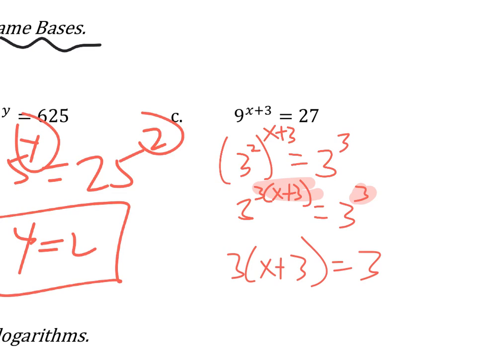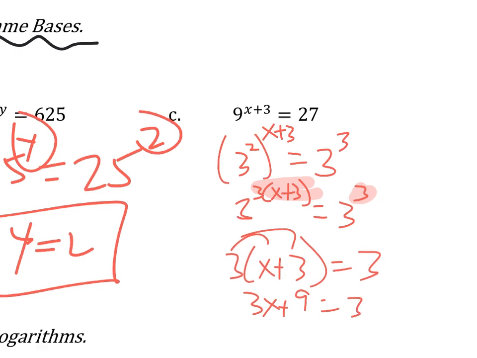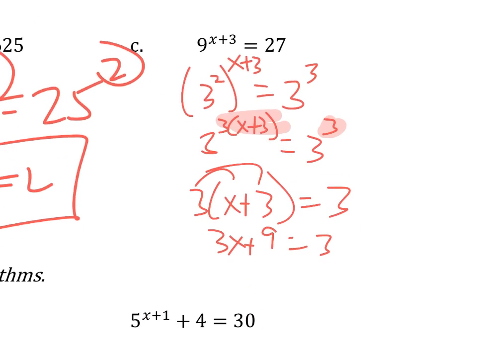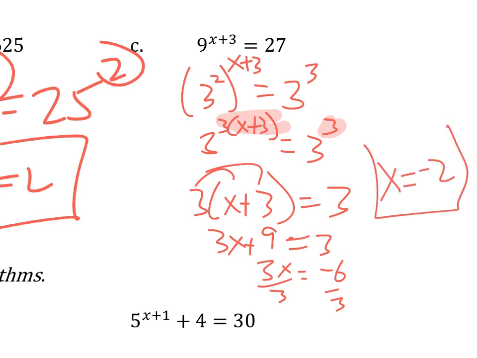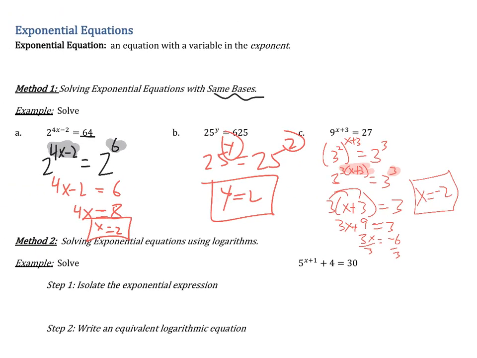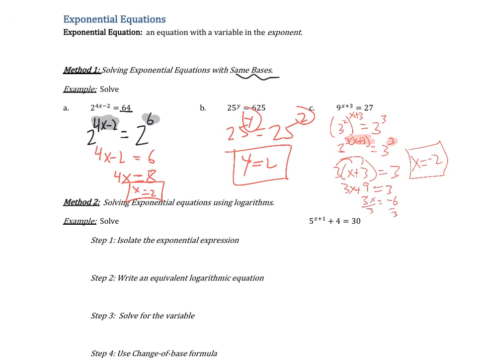Okay, so now maybe distribute here. 3x plus 9 equals 3. Subtract 9 from both sides. All right, divide by 3. And we have negative 2. Okay, so again, if their powers are the same base, we can write them as the same base, and then just make the exponents equal to each other.